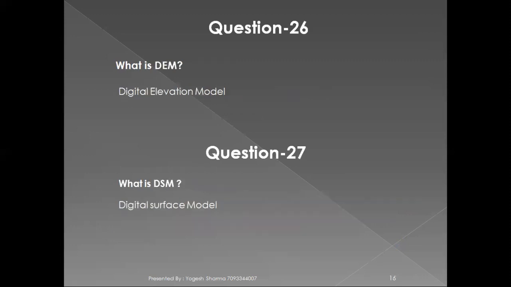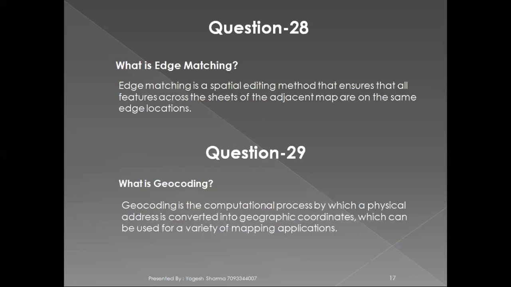What is a DEM, digital elevation model? What is a DSM, digital surface model? What is edge matching? Edge matching is a spatial editing method that ensures that all features across the sheets of adjacent maps are at the same edge location.